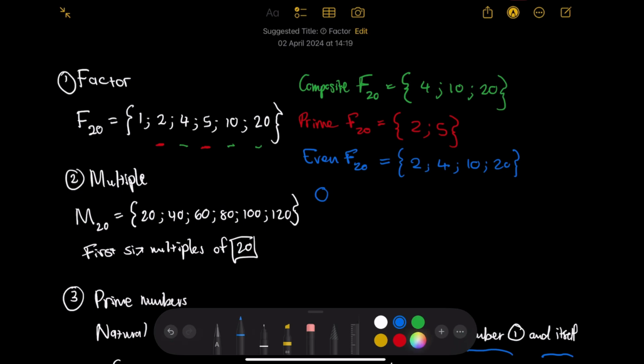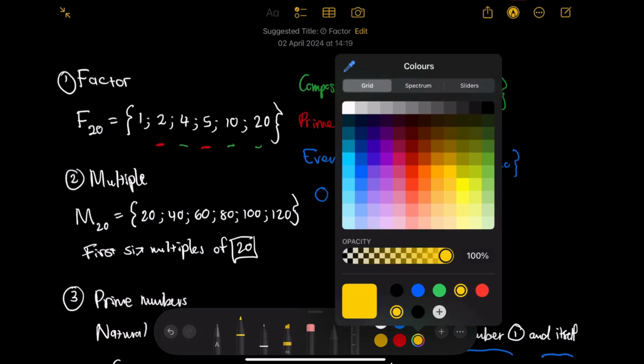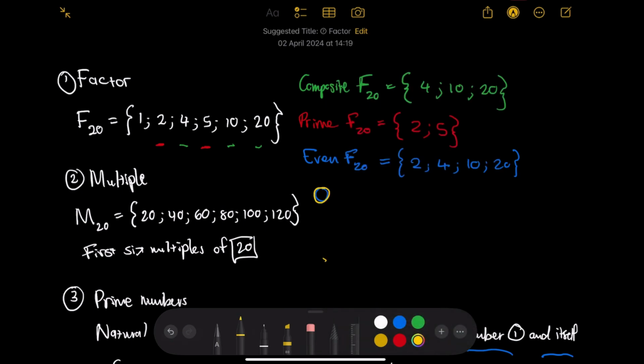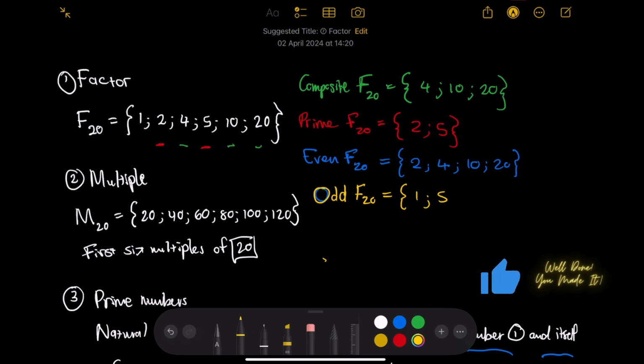Then if someone asked me, please give me the odd factors of 20, then what would I give them? I'd give them 1, 5, yes, 1 and 5, right?